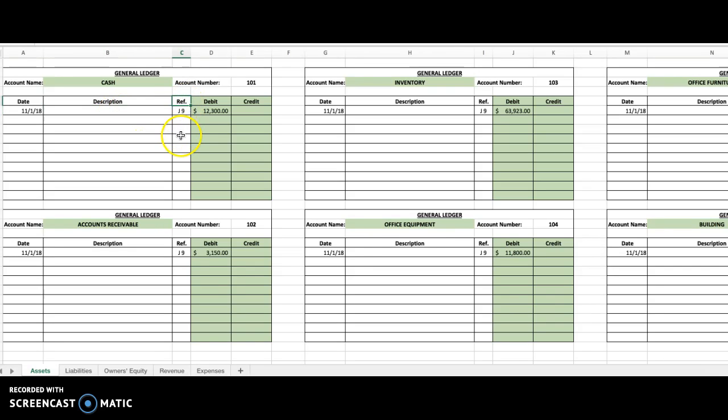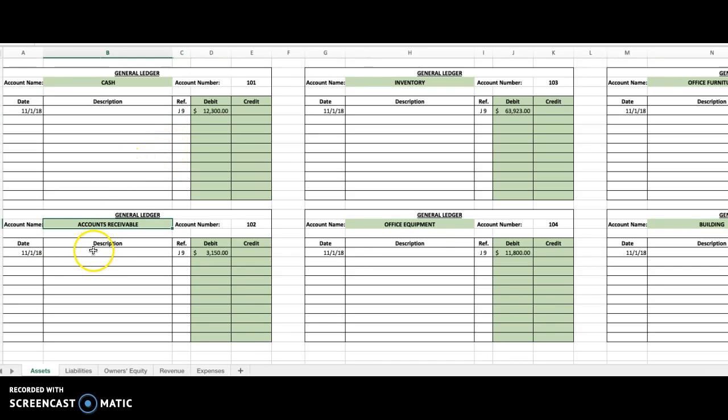Next column is the REF column, which stands for reference. The reference column is used to show where this money, this $12,300, came from. It refers back to J9, which stands for Journal, page 9. So if the accountant needs to look at where this $12,300 came from, he or she would go back to the first book of the business, the journal, and look at page 9. So those are the columns, and every asset is set up the same way.